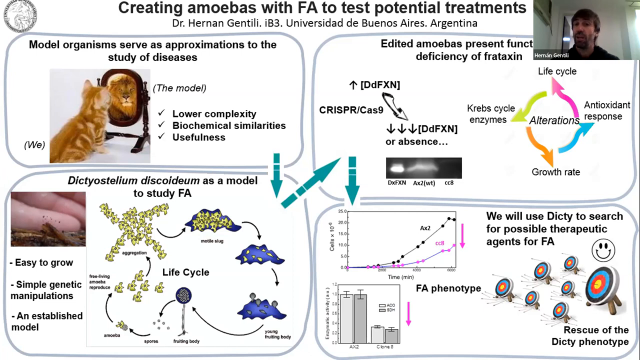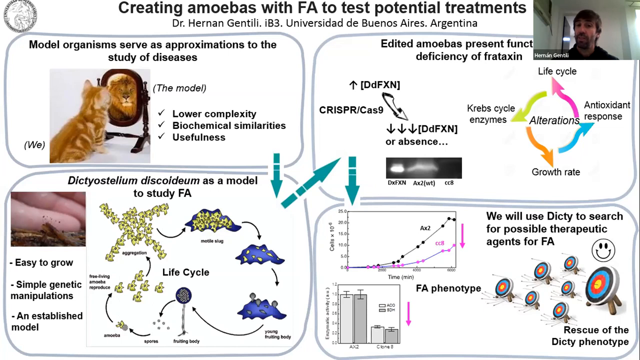In this Dd mutant, we have found deficiencies compared to Dd wild type. The CCH mutant has shown alteration in the life cycle and in the antioxidant response. Also, it grows at a lower rate and presents decreased activity of two enzymes of the Krebs cycle: aconitase and succinate dehydrogenase. The phenotypes observed in the mutants are the same as those present in other FA model organisms.